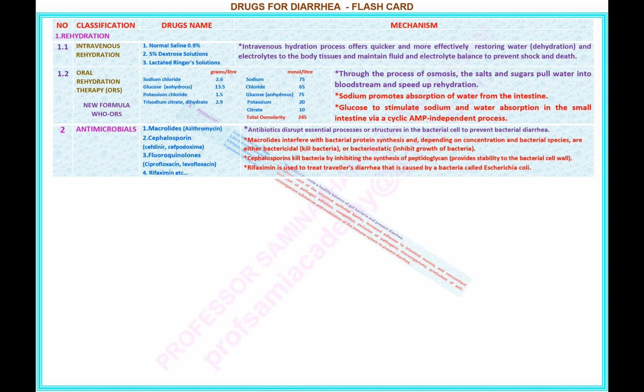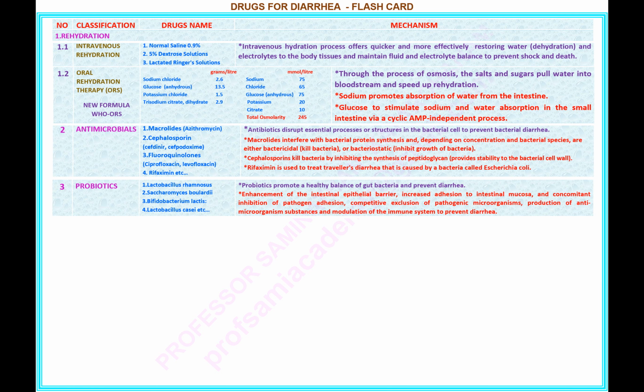Number 3. Name of the classification, probiotics. Drugs name under this classification: 1. Lactobacillus rhamnosus, 2. Saccharomyces boulardii, 3. Bifidobacterium lactis, 4. Lactobacillus casei, etc. Mechanism of probiotics. Probiotics promote a healthy balance of gut bacteria and prevent diarrhea.